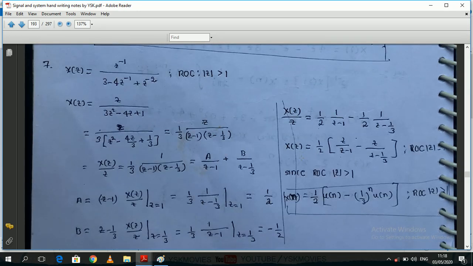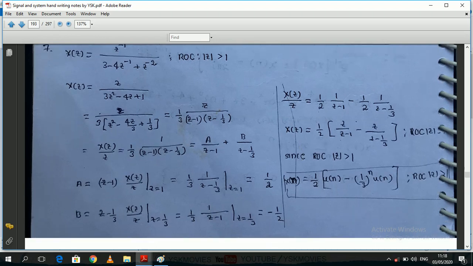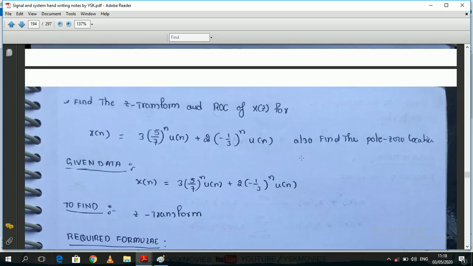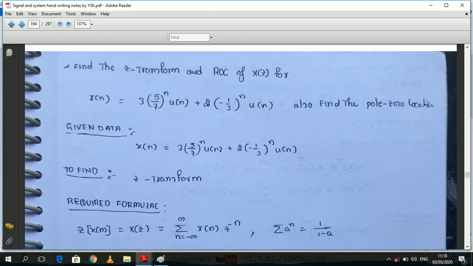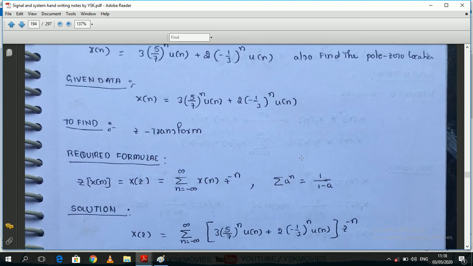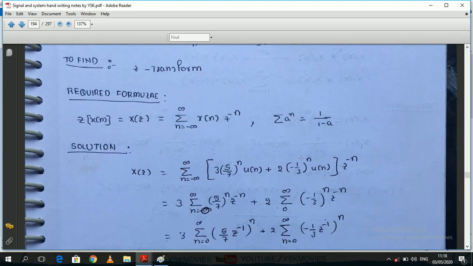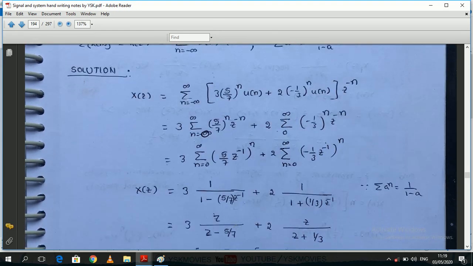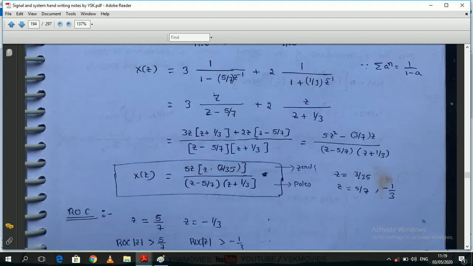So how is it? Same partial fraction method. Let's see, pause it and solve it. And after that, find the ROC. Find the Z transform and ROC. They are given in the form of time domain, so x of n z power minus n, and u of n z power minus n. Simply pause it and solve this problem.